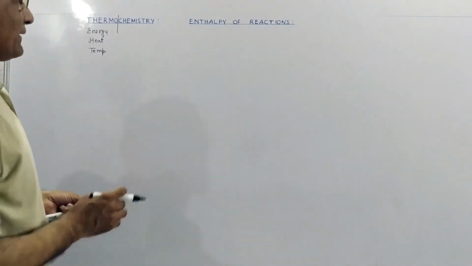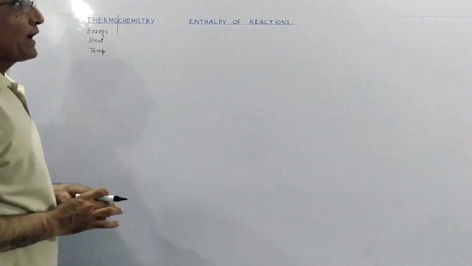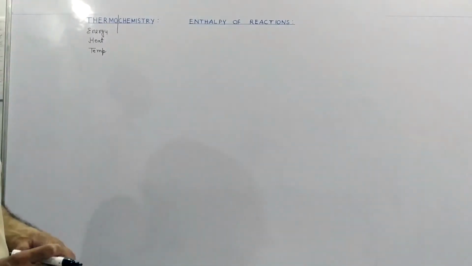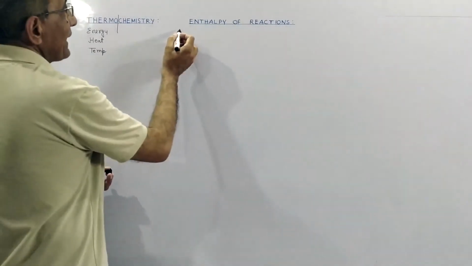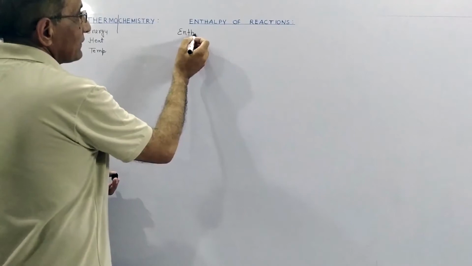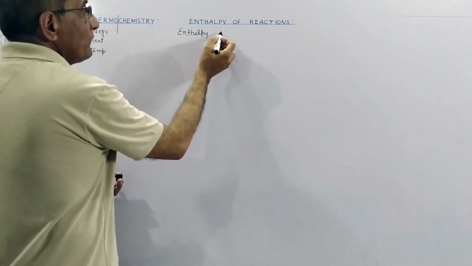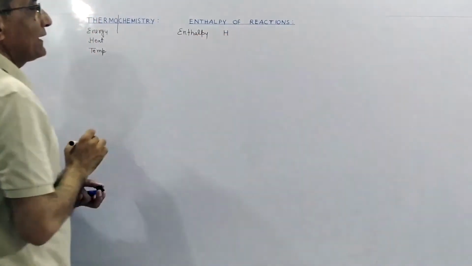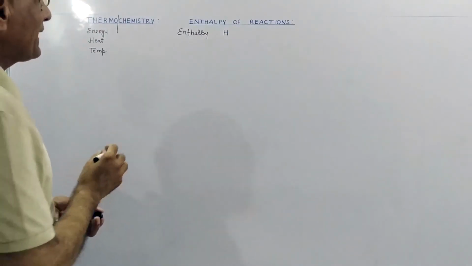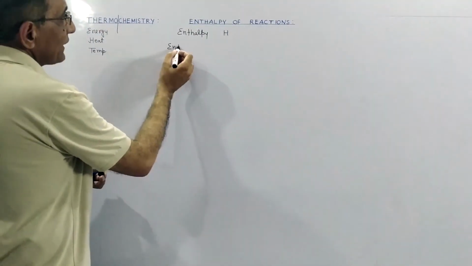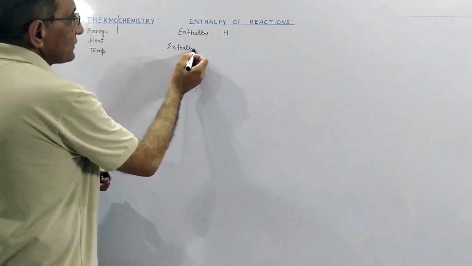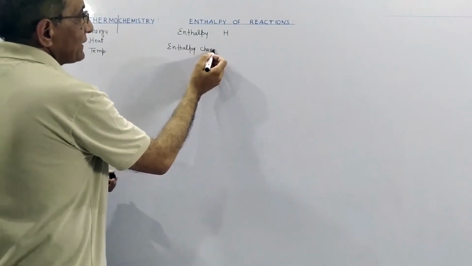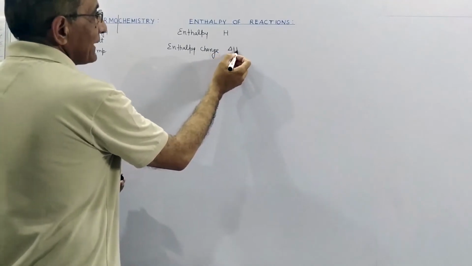And what is enthalpy of reaction? Enthalpy of reaction is the heat change taking place in a chemical reaction. Now this enthalpy of reaction can be represented by different methods. For example, if I am writing enthalpy, all of you know that it is denoted by capital H. Enthalpy is capital H. If we talk about enthalpy change, or change in enthalpy, then it will be delta H.